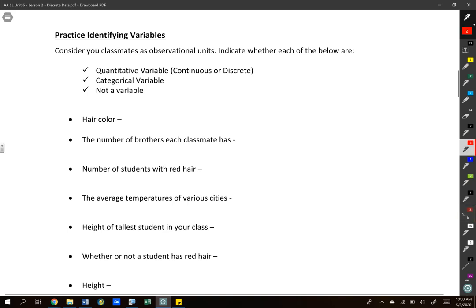Okay, so what I'm going to do here is I'm going to call quantitative Q, I'm going to call categorical C, and I'm going to call not a variable N. That'll save us a little time as we note each of these. So hair color is something that varies, but it's not numerical, so it is a variable and it is categorical. The number of brothers each classmate has, all right, that's a numeric value that has meaning. That's quantitative. And in this case, since it's a counting quantitative variable, this is discrete.